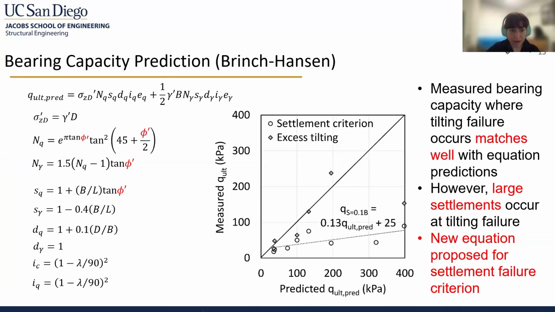The measured bearing capacity when tilting failure occurs matches well with equation predictions. However, large settlements will occur at tilting failure. As a result, a new equation shown here is proposed for settlement failure criterion, and this equation relates to the Brinch-Hansen equation. Next slide, please.